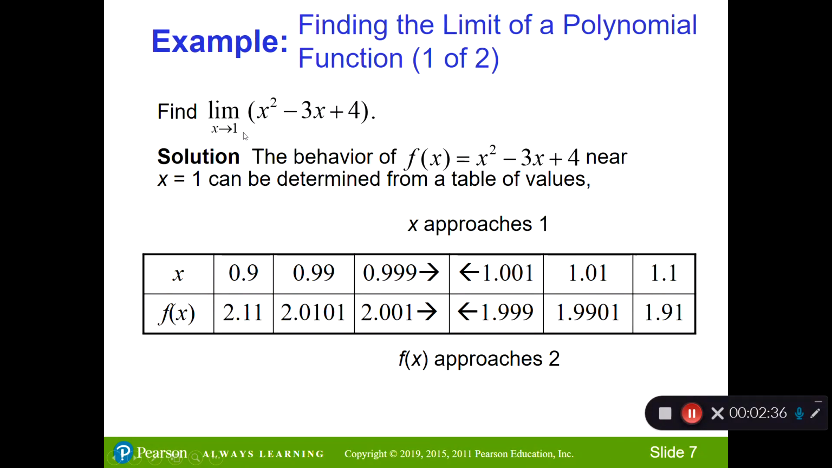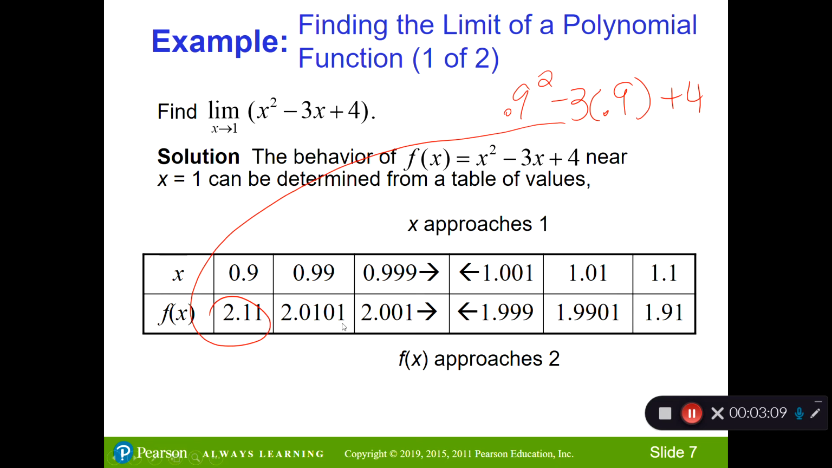I want to find the limit as x approaches 1 of x squared minus 3x plus 4. So I plug in numbers close to 1, like 0.9, 0.99, 0.999, or on the other side, 1.1, 1.01, 1.001. If I plug 0.9 into this expression, that would look like 0.9 squared minus 3 times 0.9 plus 4. If I plug that in my calculator, it's going to give me 2.11.